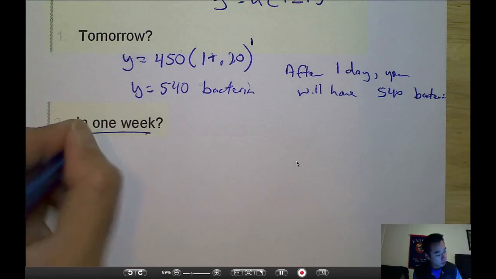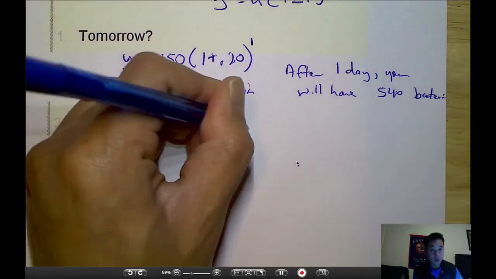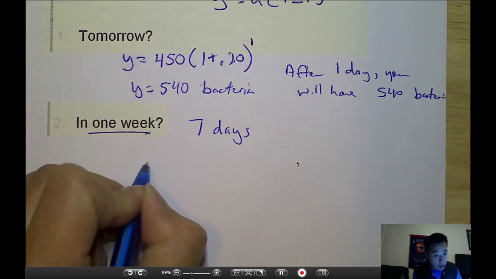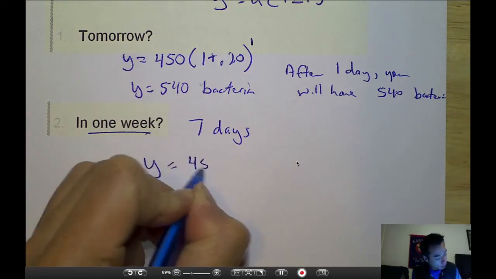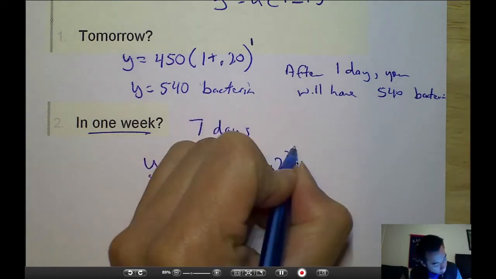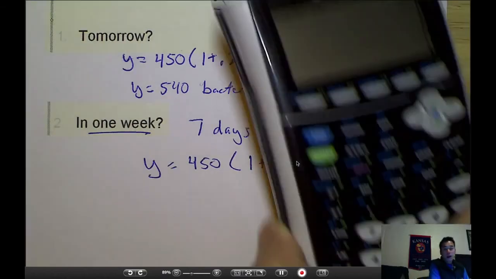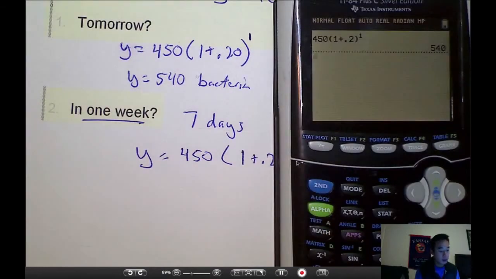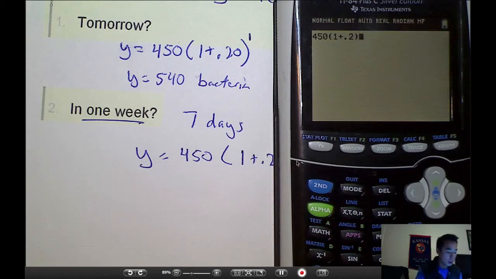All right, let's try the second one. In a week, I know that 1 week is 7 days. So that means same function, same model. y is equal to 450 times the quantity of 1 plus 0.2 to the power of 7. And then from here, I will just use my calculator and do the same, and get about 1612.43.